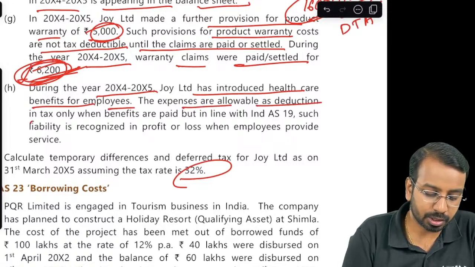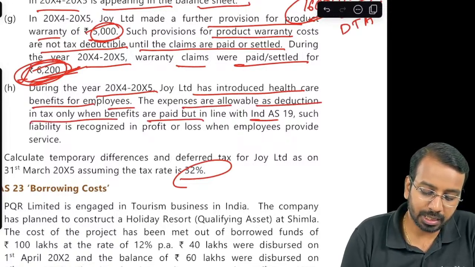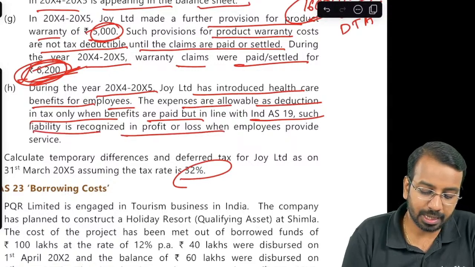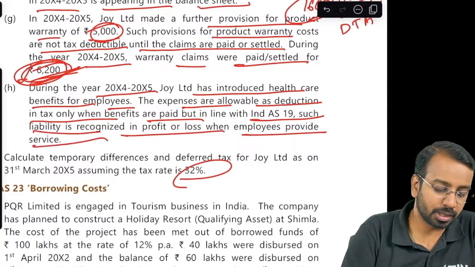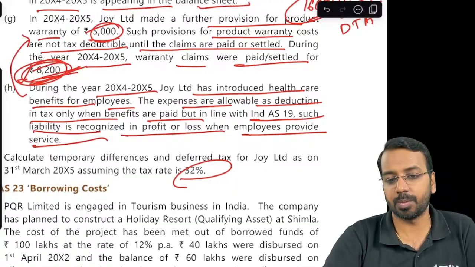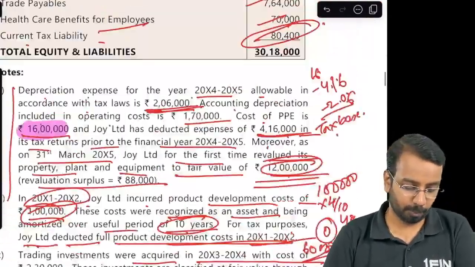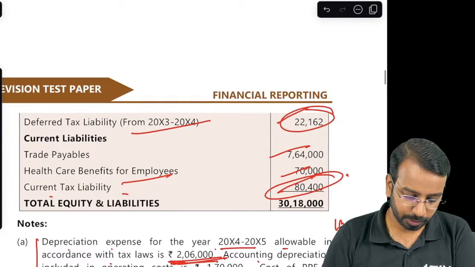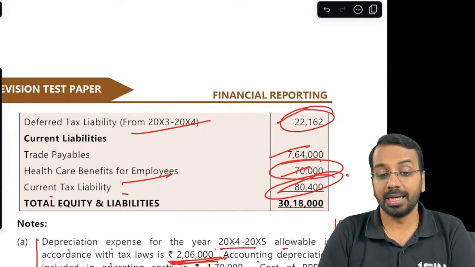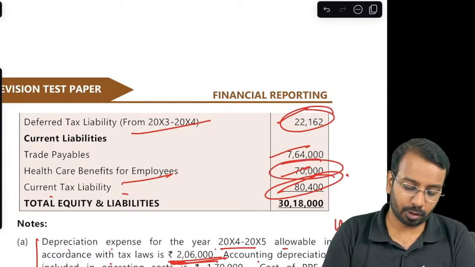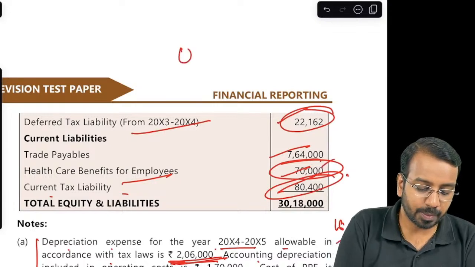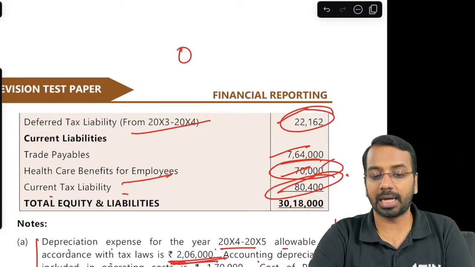Expenses are allowed as deduction only when the benefits are paid, but in line with Ind AS 19, such liability is recognized in P&L when employees provide services. So similar to the previous adjustment, whatever is the healthcare benefit provision, how much is that? 70,000. That 70,000 of healthcare benefit for the employees, the tax base is 0 because it is not allowed, right?